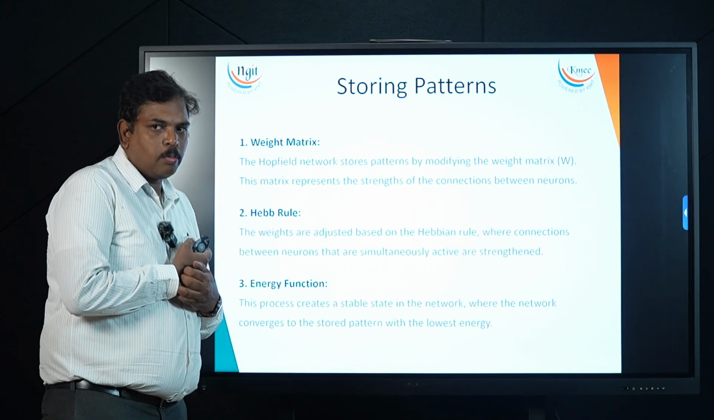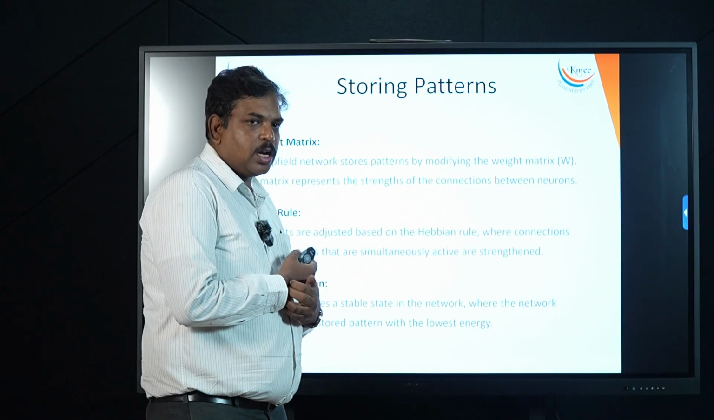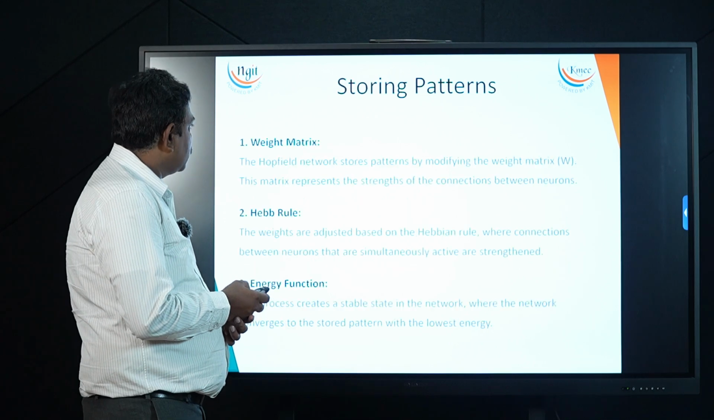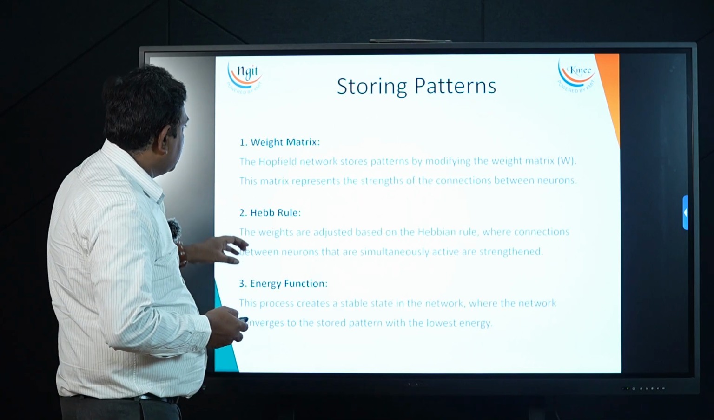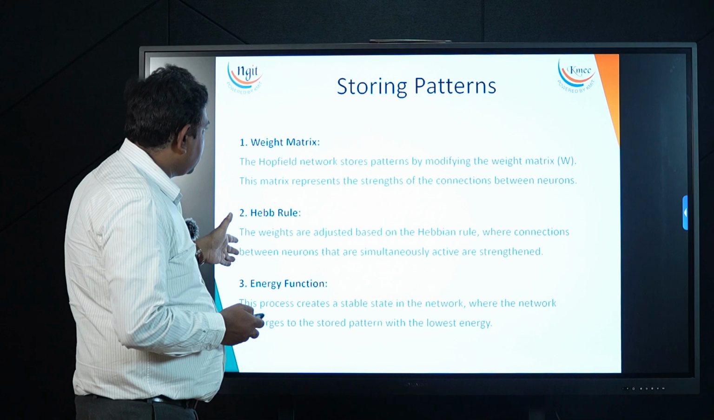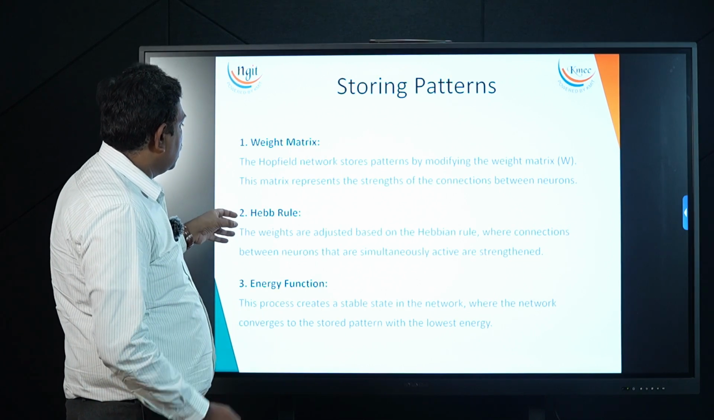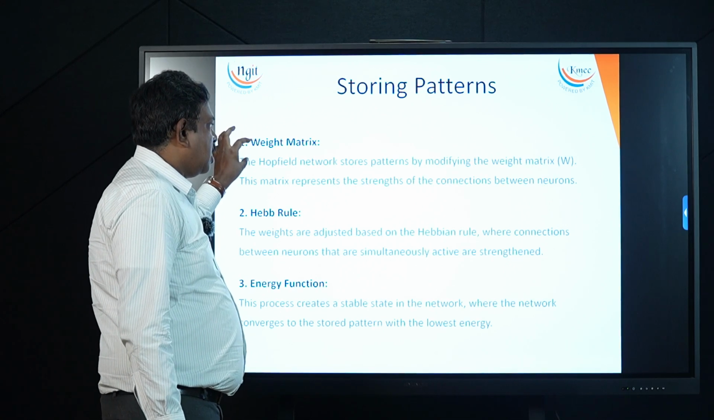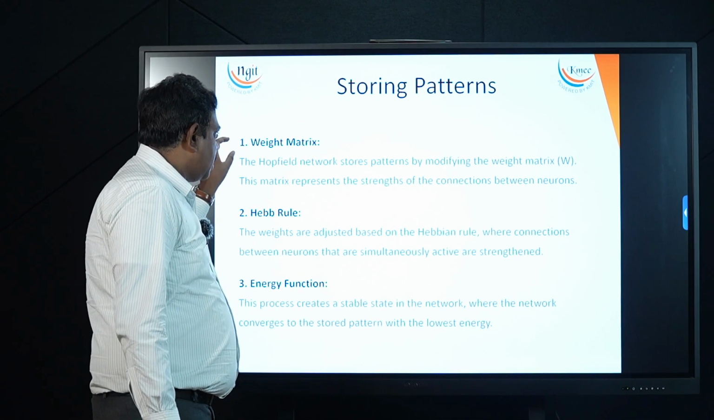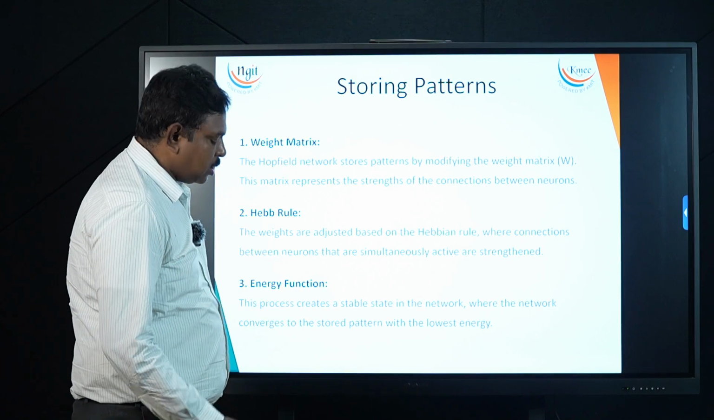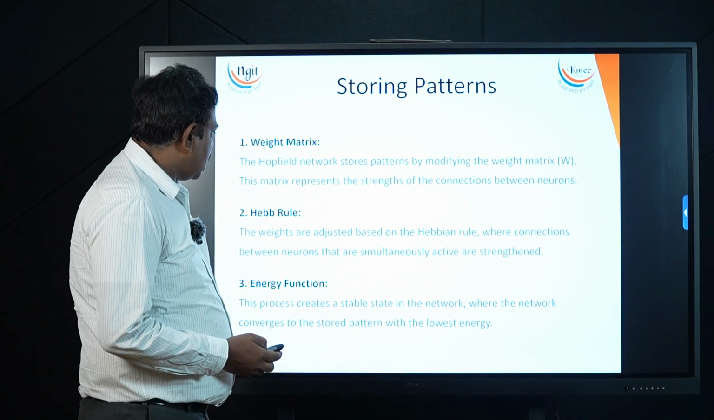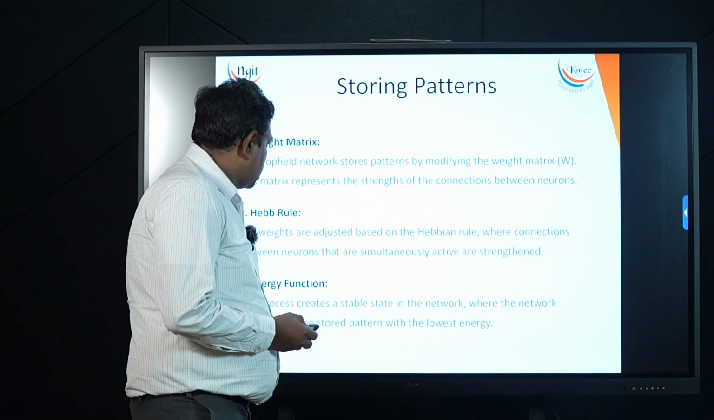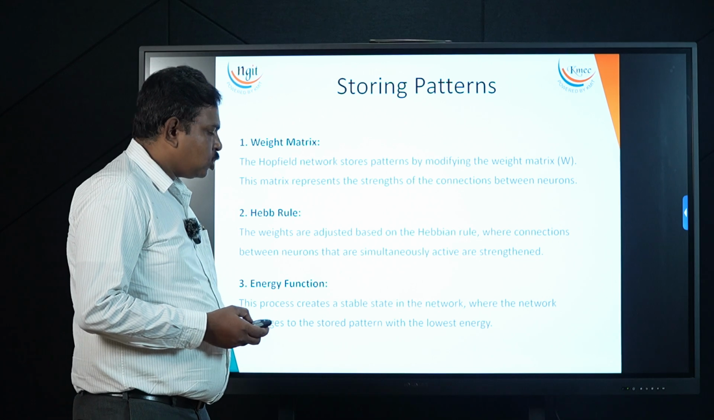There are two main important processes in this Hopfield network. One is storing patterns, another one is recalling patterns. Let us go through the steps involved in storing the patterns. As in regular neural networks, first we prepare a weight matrix. This weight matrix represents the strength of the connections between the neurons, and we apply the Hebb rule. The Hebb rule says that neurons that fire together should be wired together.